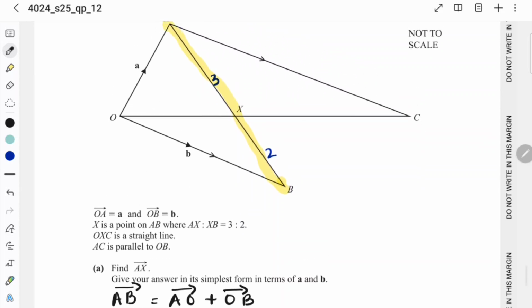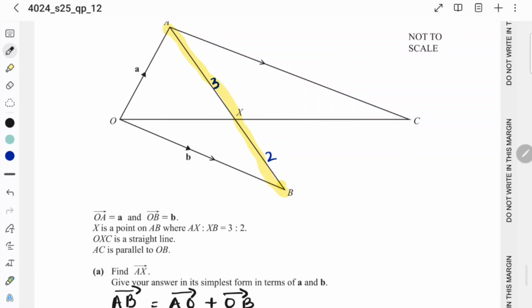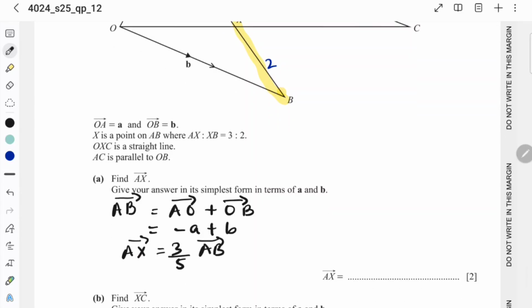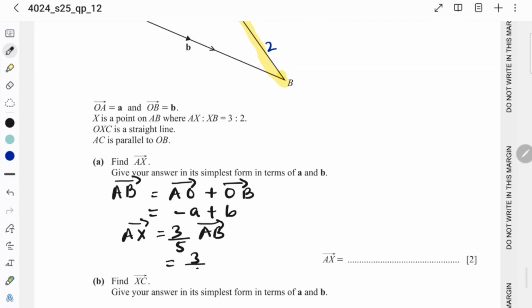This is 3 is to 2, the whole thing. The total ratio is 5. So AX is 3 out of 5 of AB. Alright, so I can do 3 out of 5 of minus A plus B. So we can write down minus 3 upon 5 of A plus 3 upon 5 of B, or 3 upon 5 of B minus 3 upon 5 of A. You can write your answer even like this.